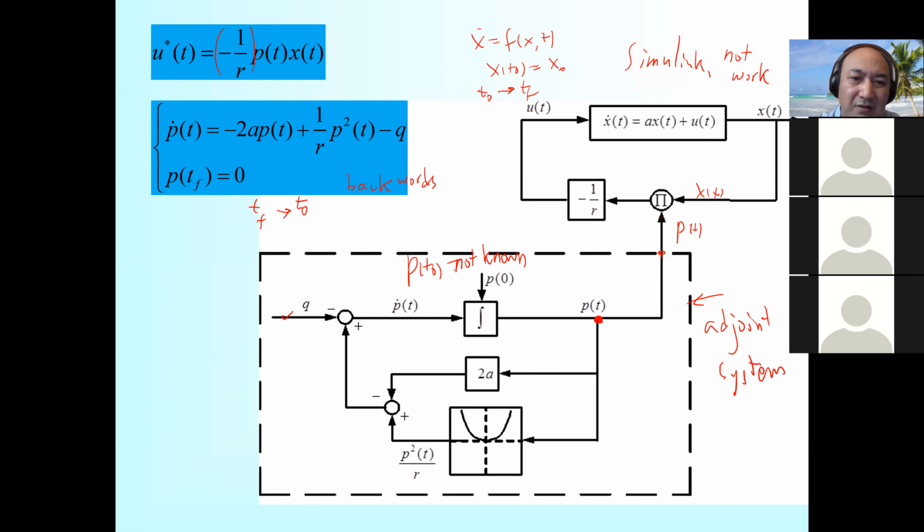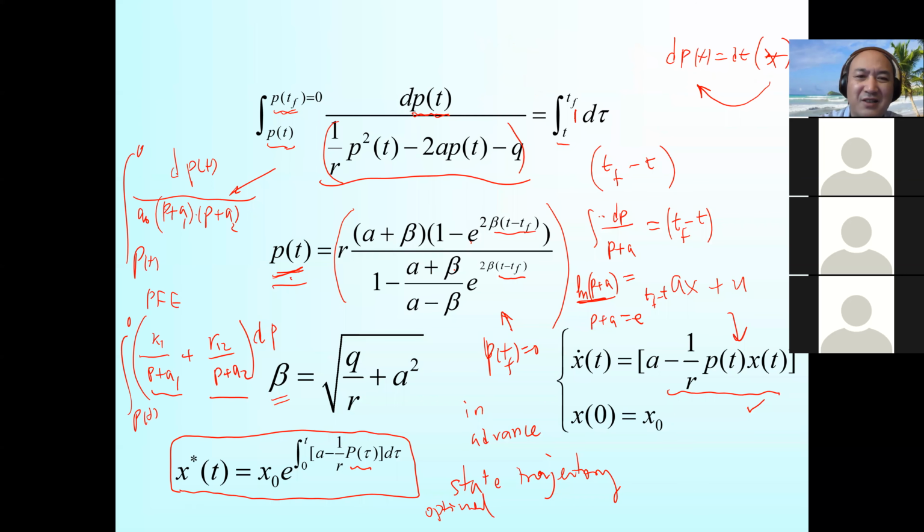Okay, you don't know in advance, unless you solve it backwards numerically. But fortunately, in our case, can you get a P0? Yes, you can. You put T is 0 in here, and you can get a P0.